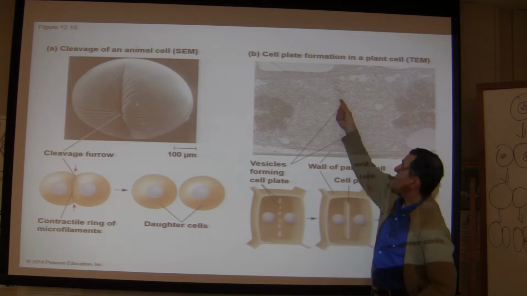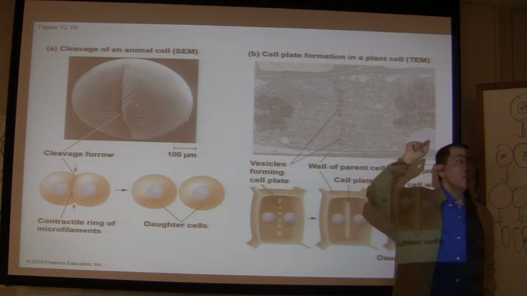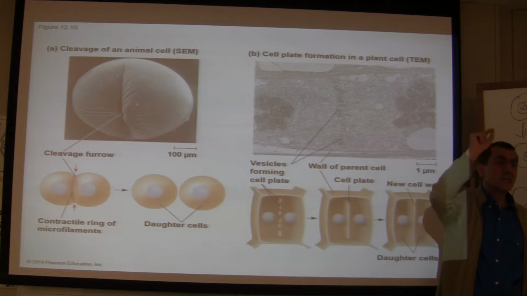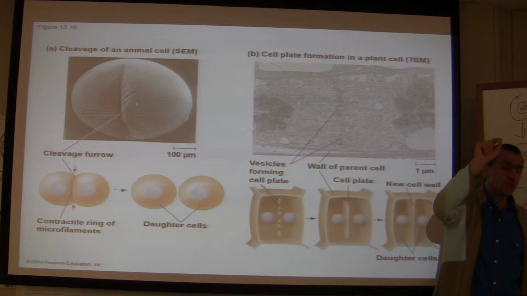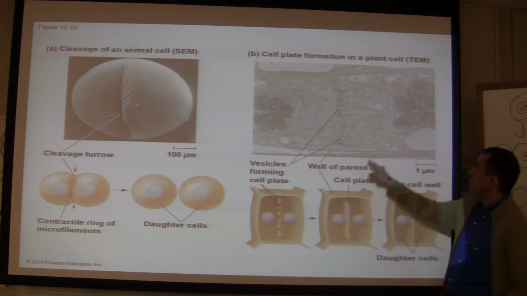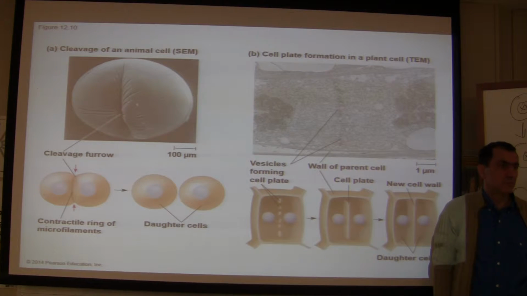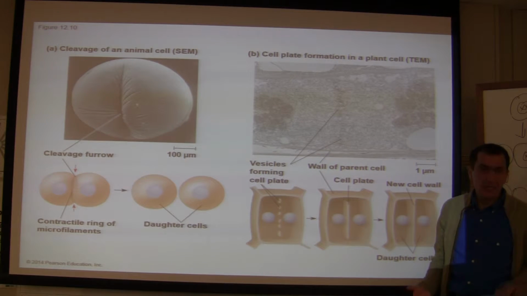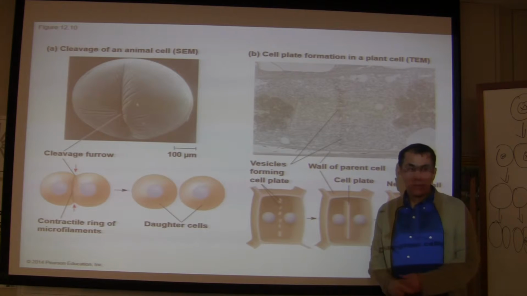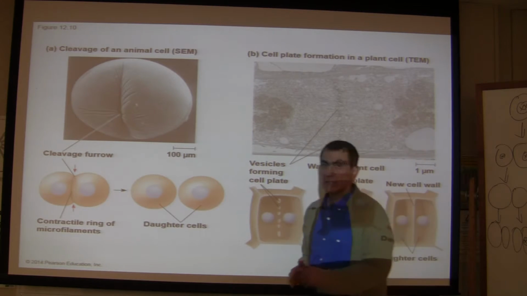And this is a transmission electron picture. Again, on your onion root slide, you should be able to see the cell plate. If you don't see it, it is anaphase. When you see it, it is telophase.